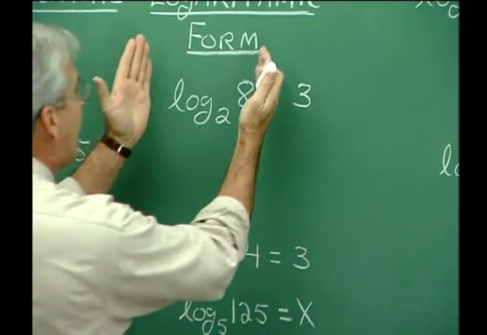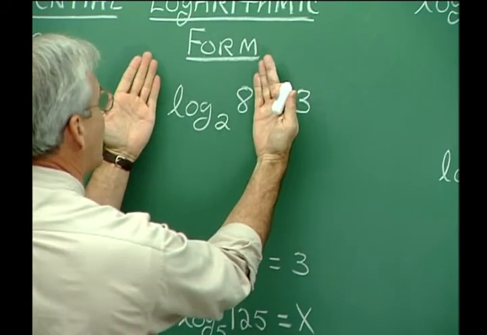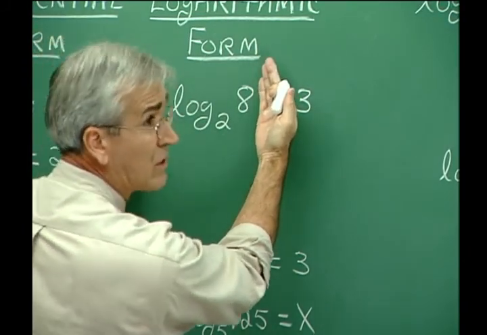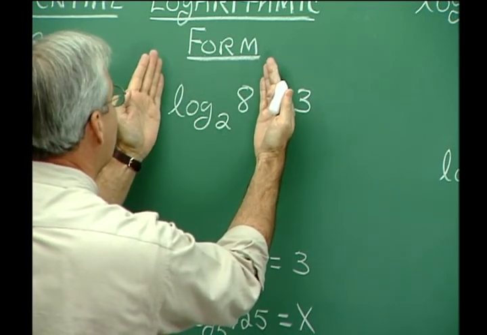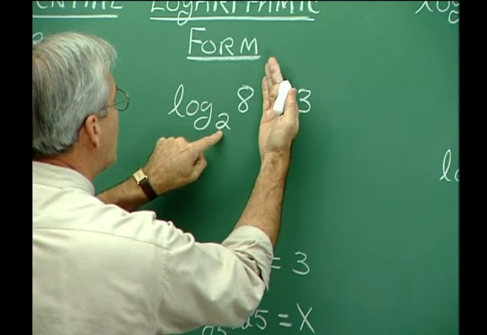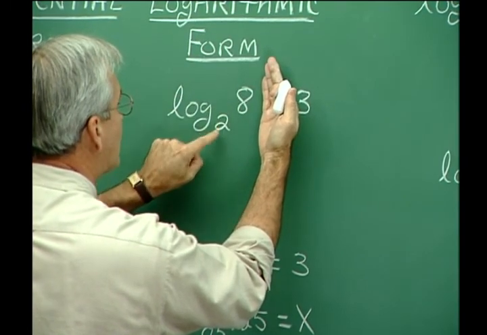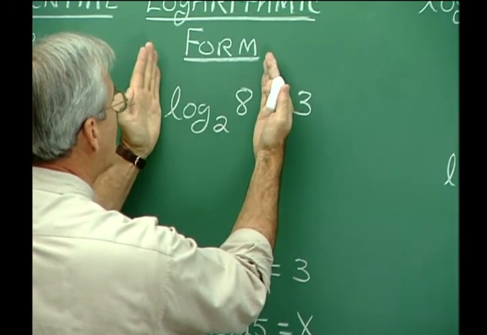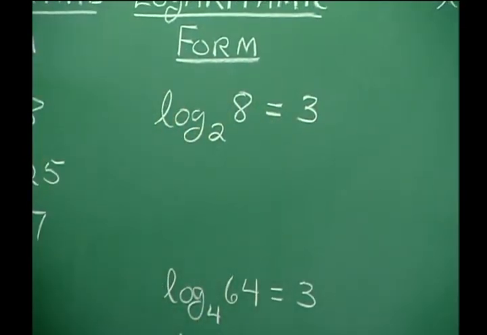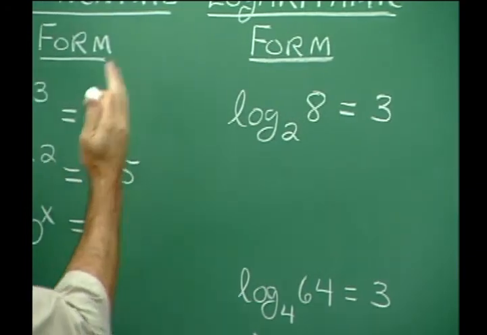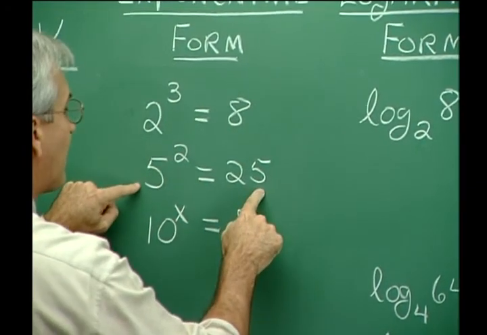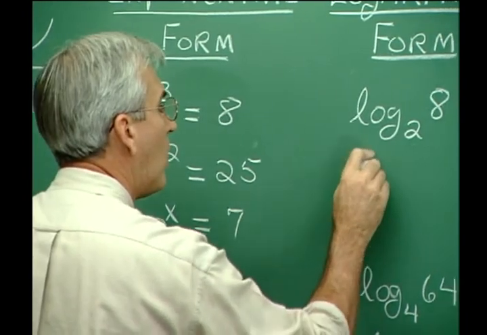Now an interpretation of this is that this is a request for the exponent on 2 that will give 8. That is, 2 to what exponent will give 8? That's what this is the request for. And that exponent is 3. All right, so this is the exponential form, logarithmic form. Let's go through a couple more. 5 squared is 25. So we write log.